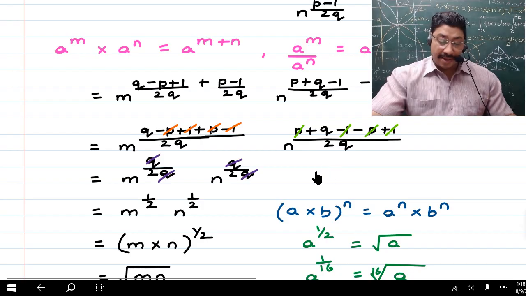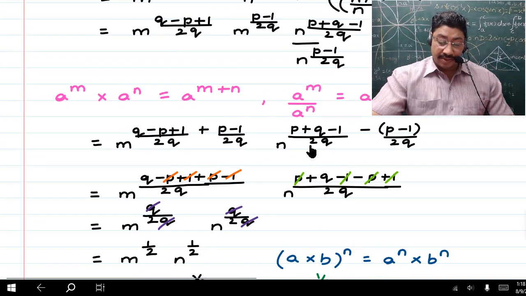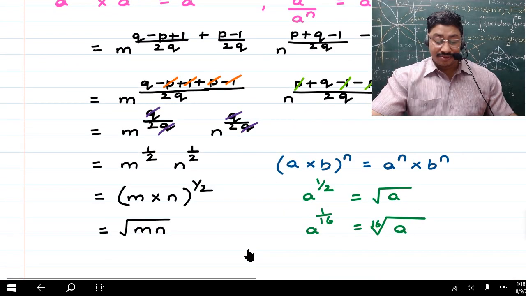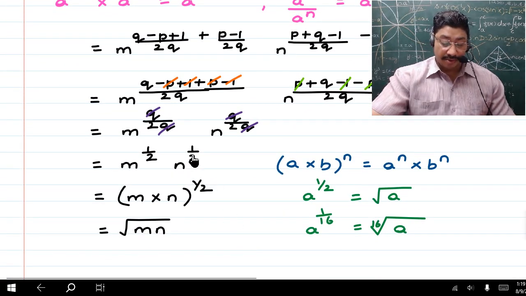Now if we talk about the powers of n, we have here again the denominator to be the same. So as such, the LCM is also going to become equal to 2q, and in the numerator we have p plus q minus 1, to which is going to be added minus times of p minus 1, that is minus p plus 1, right? So plus p minus p gets cancelled, and then minus 1 plus 1 gets cancelled. You are just left with q upon 2q. Again here we will have q and q getting cancelled, and thus you'll just be left with n raised to the power 1 upon 2.